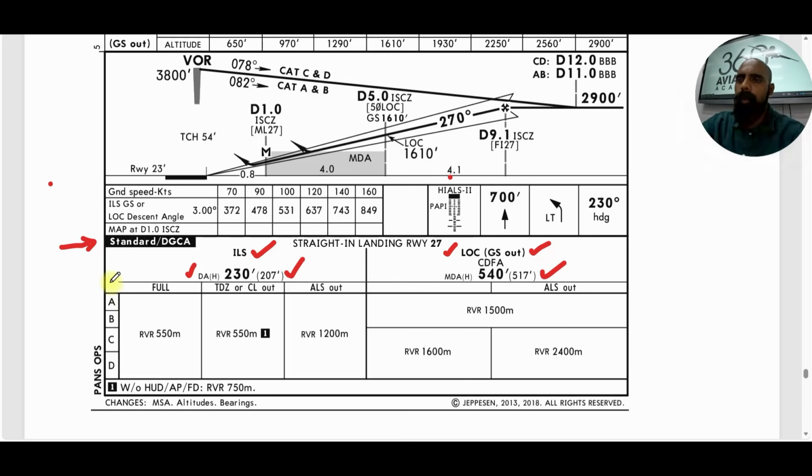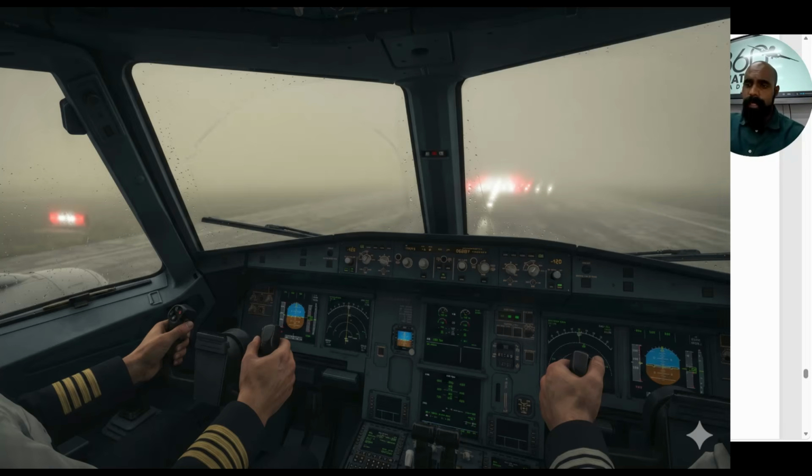The last area over here is your type of approach lights available. Depending on the approach lighting system that is available to you, your visibility requirement for you to land will change. Obviously, if you have a full set of approach lights available to you, then it's easier to spot the runway. Therefore, the visibility requirement would typically be a little lower, as it's easier to spot the runway.